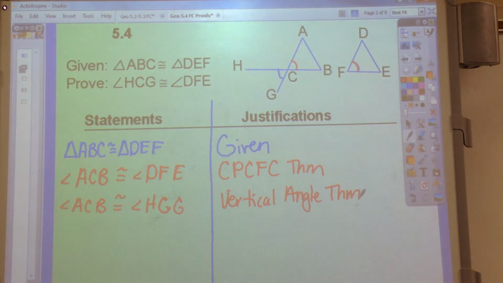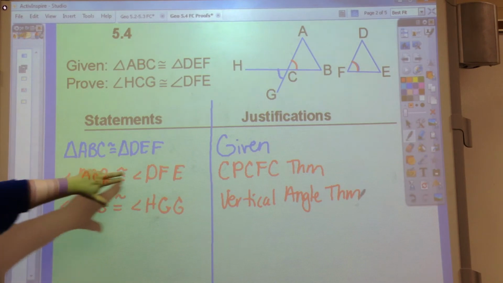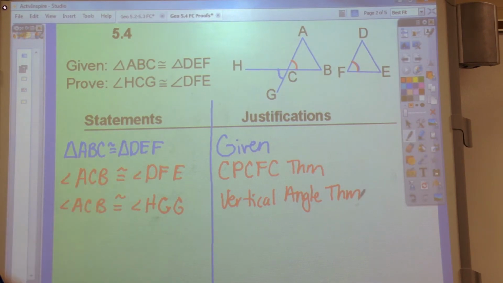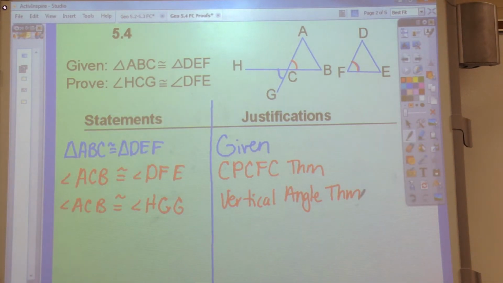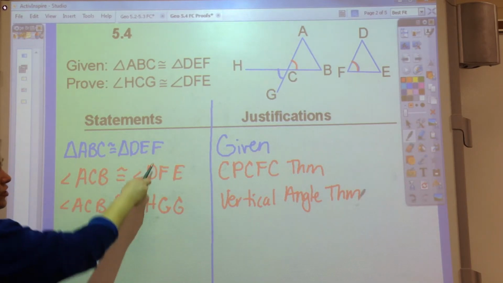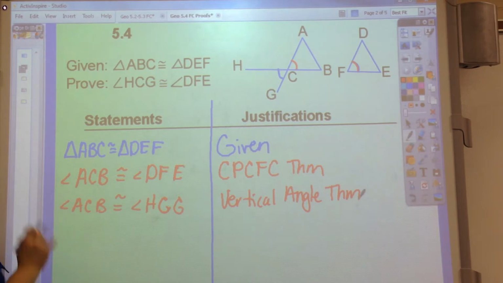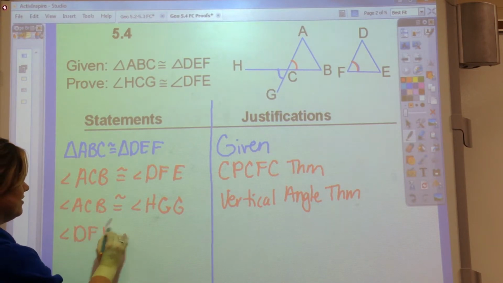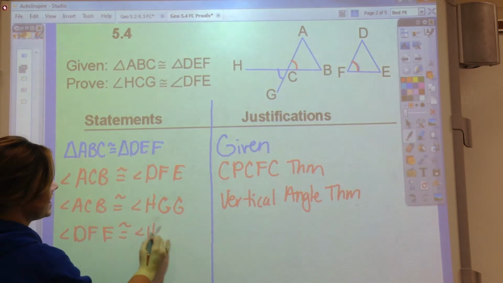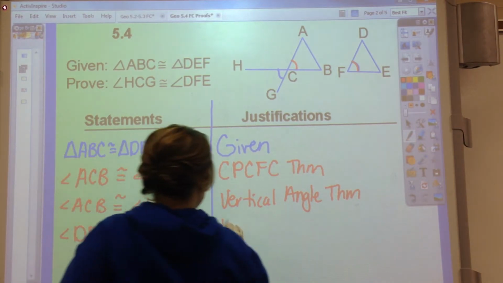All right, so now that I've done that, notice that I have ACB equaling both of these. What I want to be able to say is HCG is congruent to DFE. And how can I do that? My final step. What theorem tells me that if it's equal to both, they're equal to each other? That's right, this is the transitivity theorem. When you have three things, and you know A is congruent to B, B is congruent to C, then A must be congruent to C. So I'm going to be able to say angle DFE is congruent to angle HCG due to the transitivity theorem.